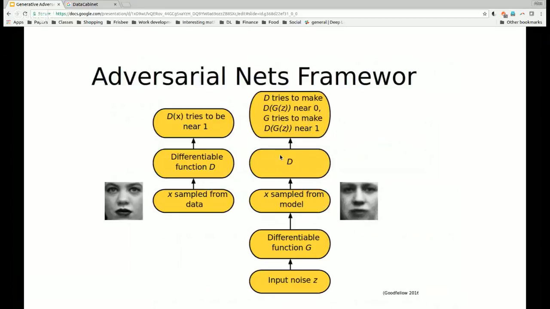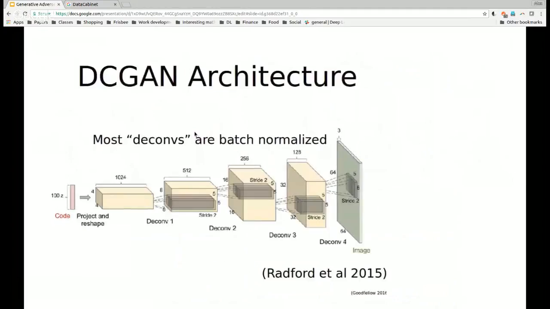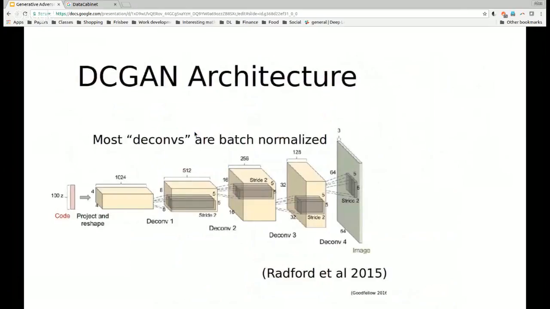So the generator G tries to make D of G of z near 1, and the discriminator D tries to make D of G of z near 0, and on the left side, D of x tries to be near 1. That's the basic description of it, and we'll go into a very simple example which will make it pretty obvious. But first we're going to briefly mention some other things. We're not going to go into too much detail, but for Ian Goodfellow's basic deep learning model, he was just creating a very simple, fully connected network.